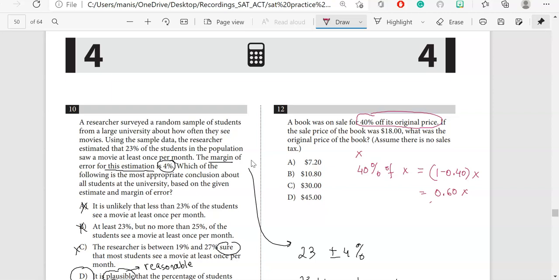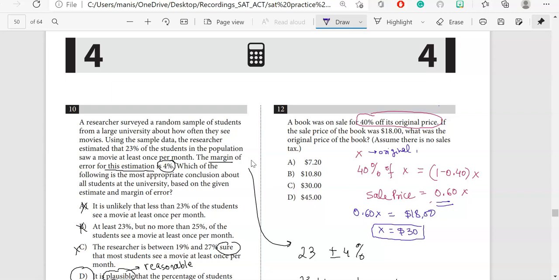This is the sale price. This will be the sale price of the book. Now, if the sale price of the book was $18, they have also given me the sale price of the book, that was $18. What I will do is compare this number with 18. So 0.60x is equal to $18. When I simplify this, I have to divide both sides by 0.60 and I will end up with my answer as X is equal to $30. Now do you remember what was X? X was the original price.